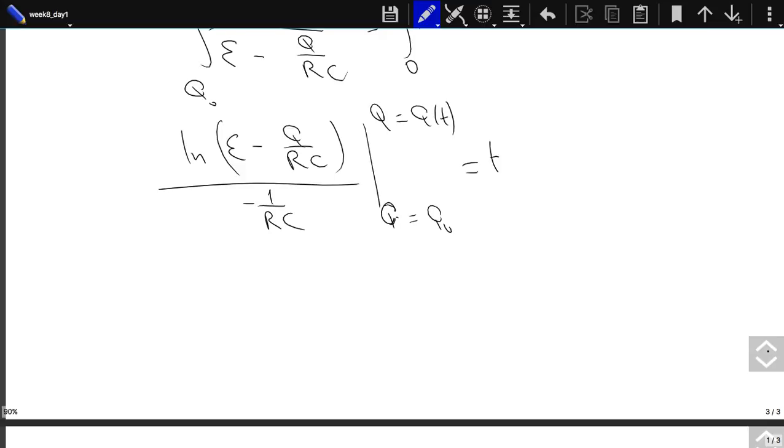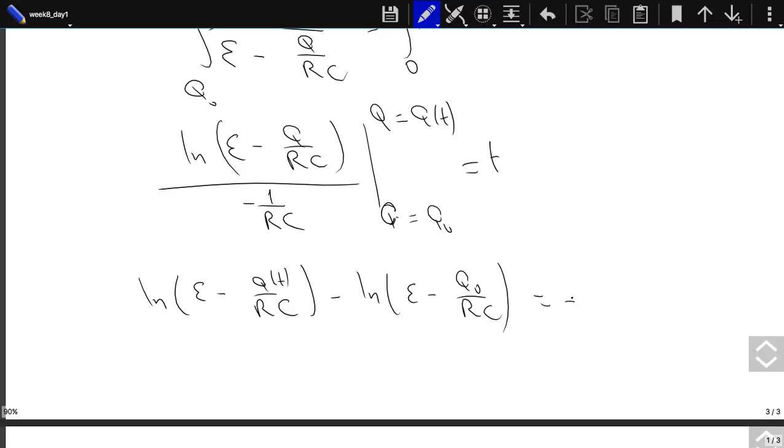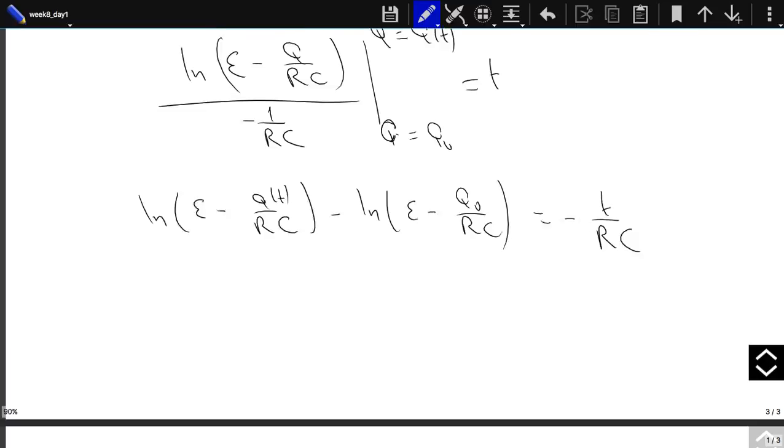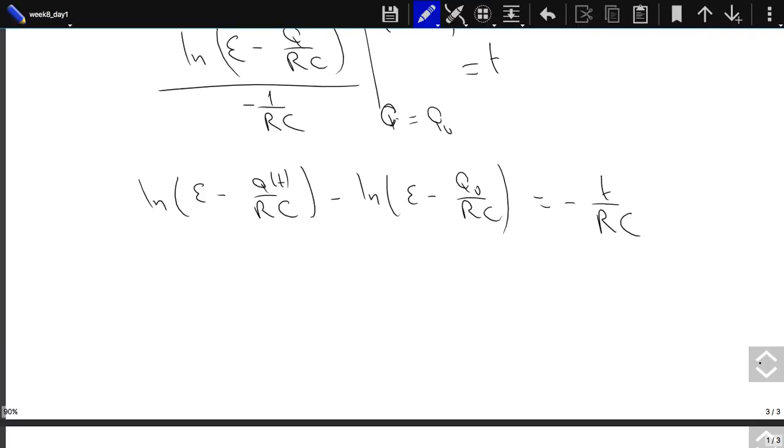Now what this symbol means is that I have to replace this q by q of t and subtract what I obtain when I replace q by q0. Logarithm of (epsilon minus q of t over rc) minus the logarithm of (epsilon minus q0 over rc) should be equal to minus t over rc. And what is left is you have to solve for q of t. I will just write the result.